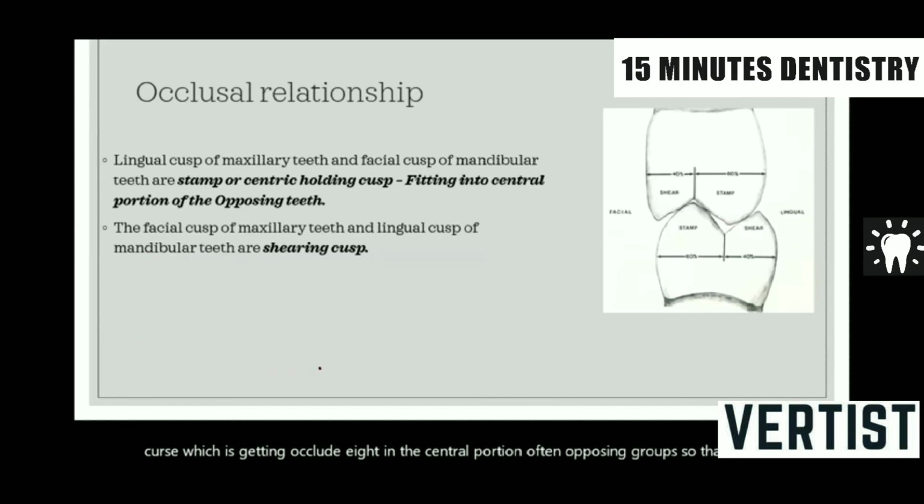Okay? The shear cusp is the one opposing the stamp cusp in the same tooth. What is the function of the shear cusp? As the name suggests, it is shearing. Shearing means it is breaking down the food into small particles. The shearing cusp would usually involve 40% of the entire tooth size.